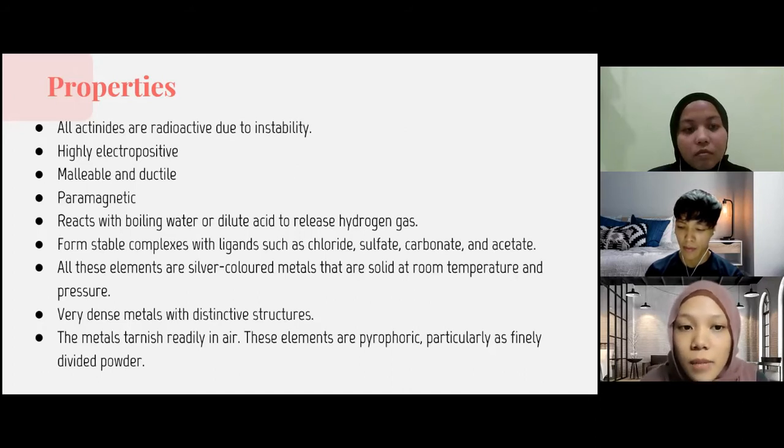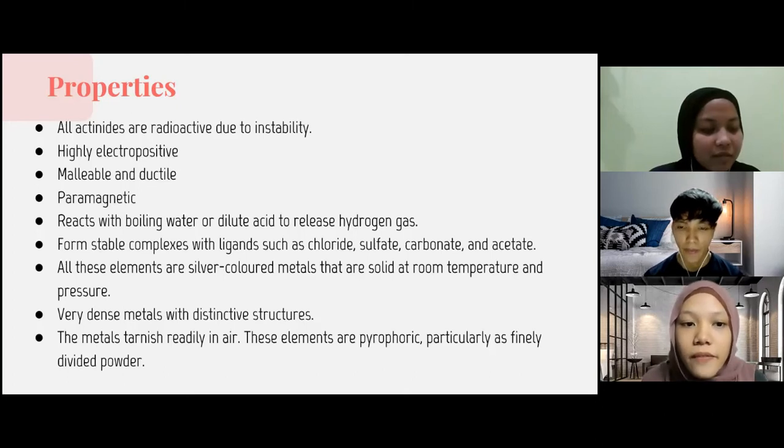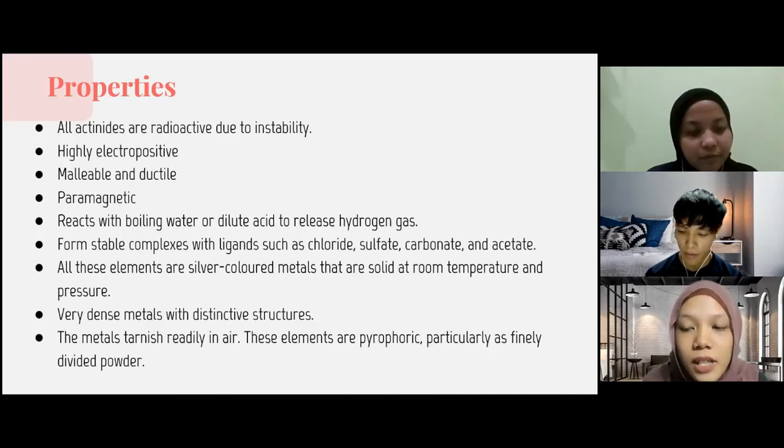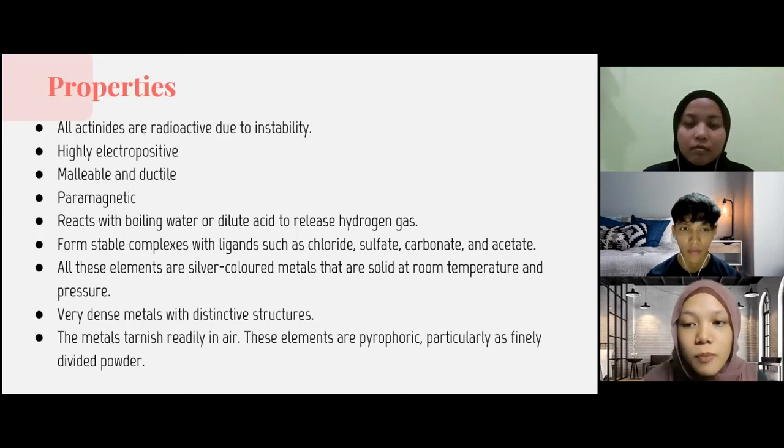They form stable complexes with ligands such as chloride, sulfate, carbonate, and acetate. All these elements are silver-colored metals. They are solid at room temperature and pressure, and they are very dense metals with distinctive structures. They have numerous allotropes. For example, plutonium has 6 different allotropes. Lastly, the metals tarnish readily in air. These elements are pyrophoric, meaning they ignite spontaneously when exposed to air, particularly as a finely divided powder.